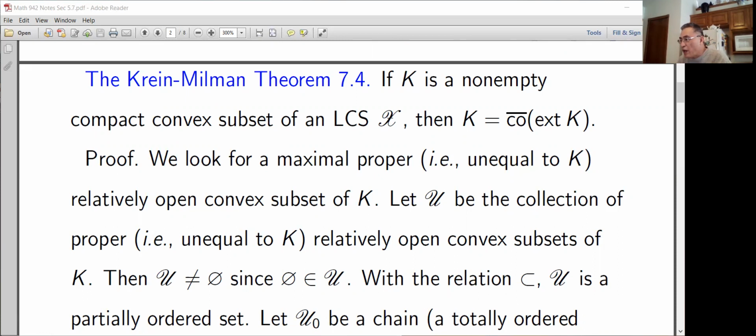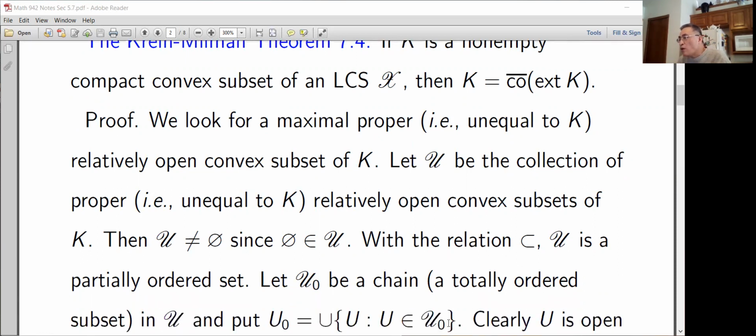So U0 is a chain. Chain means totally ordered subset. This means it is a subset, a subcollection of U, such that every two members in U0 can be compared. So it is a totally ordered set contained in U. So this U0 is a chain.